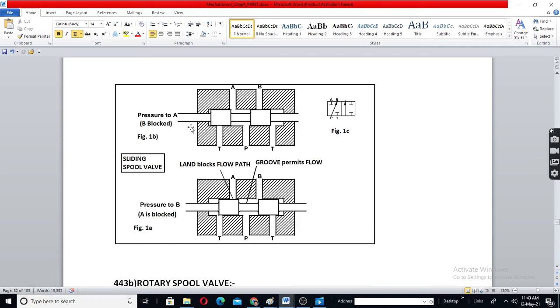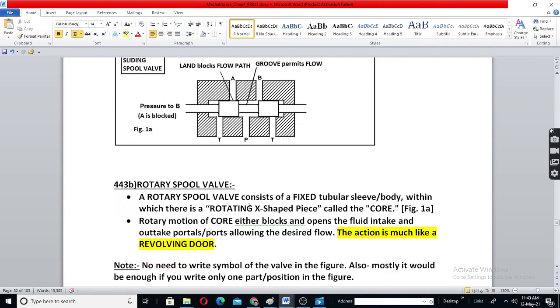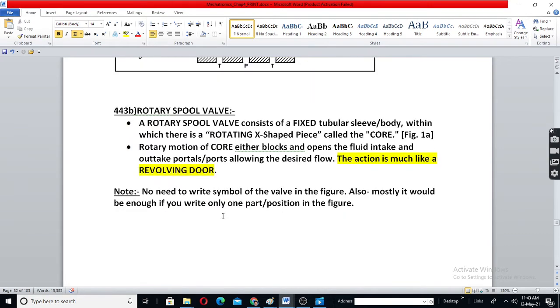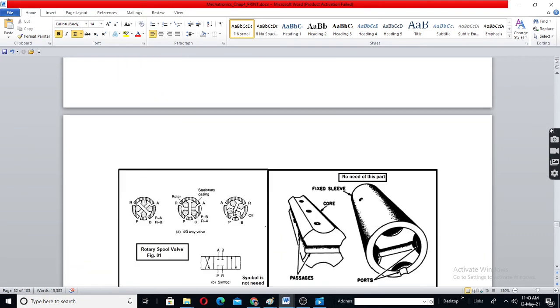So when this is at left side, pressure is towards port A, means fluid can flow to port A. B is blocked. When this is moved to right side, pressure is towards port B. So like that. So this is called as sliding spool valve. Next we have rotary spool valve.